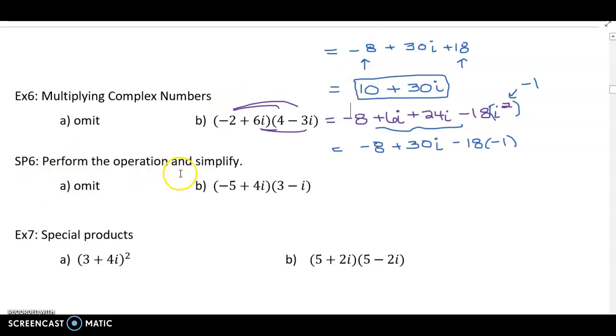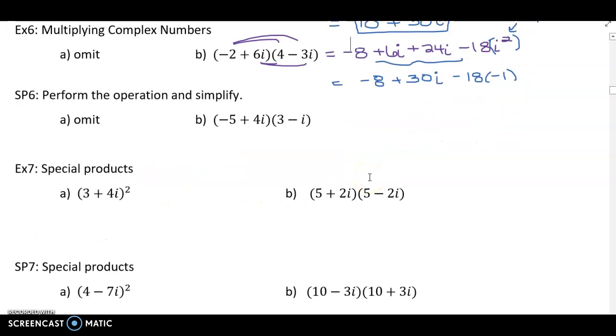Okay, try SP6 part B. Don't worry about A. I don't remember why I skipped it. It was part decimals or something. So go ahead and work out SP6 part B, and you can pause the video. And I will write the answer. All right, so once you multiply that out, you should get negative 11 plus 17i.